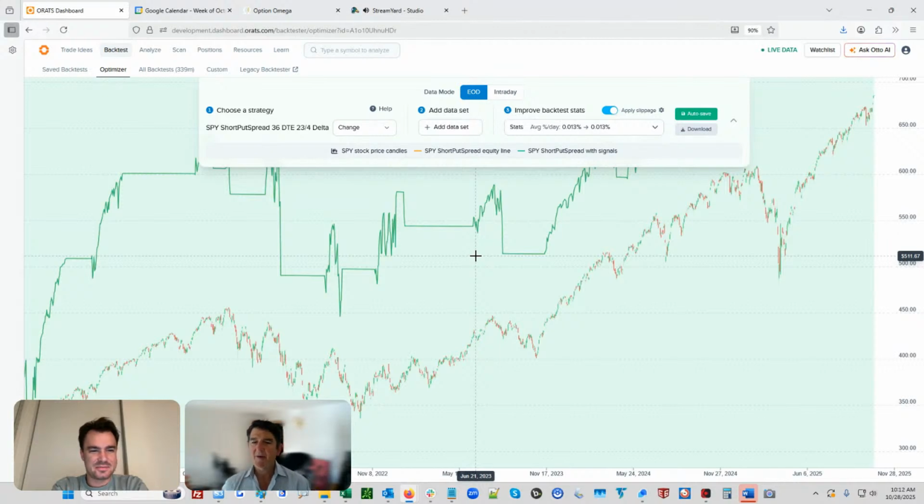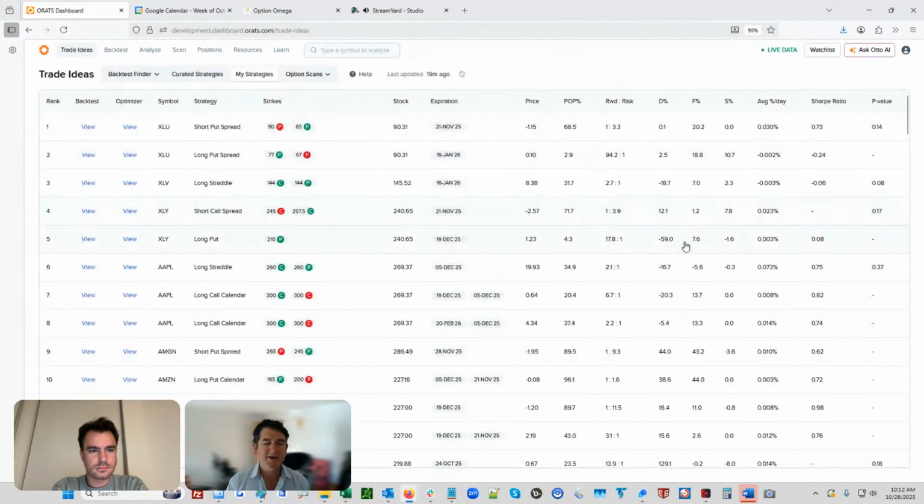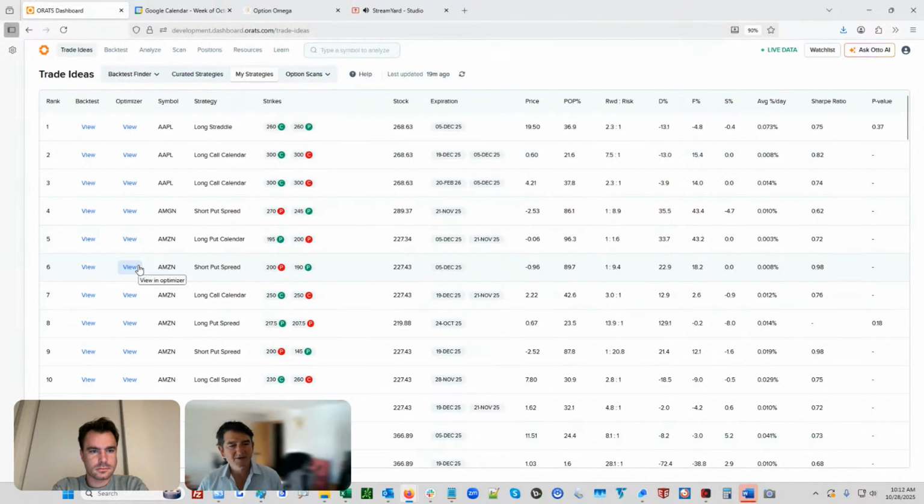Yeah. So, I'll save it here. So it's in my optimized strategies, my saved backtest, and then I could go to it and see what my good trades are that are in the market today in our trade ideas. So that's a real neat benefit of what we have running here, Tyler.